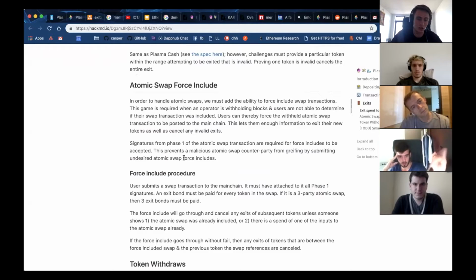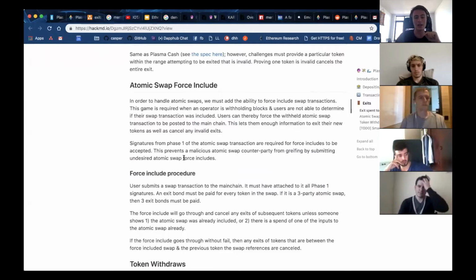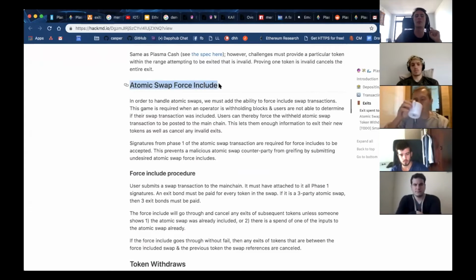The only issue is block availability. Essentially, if the operator were to commit to a Merkle tree of transactions but then not reveal what that Merkle tree is, we get into tricky situations where we don't know if the atomic swap actually happened. And so this is why we have this atomic swap force include.